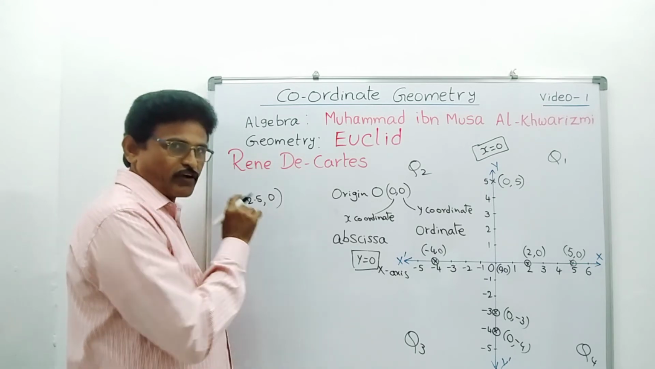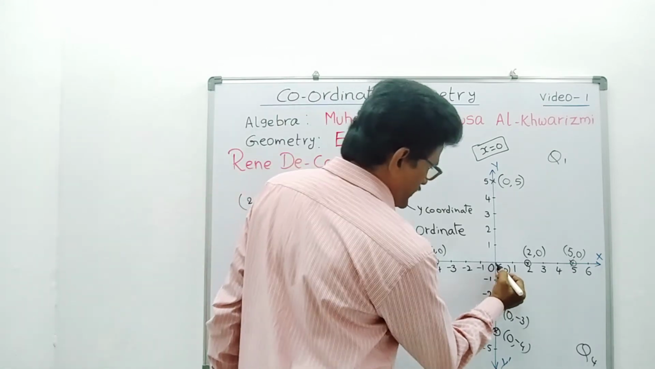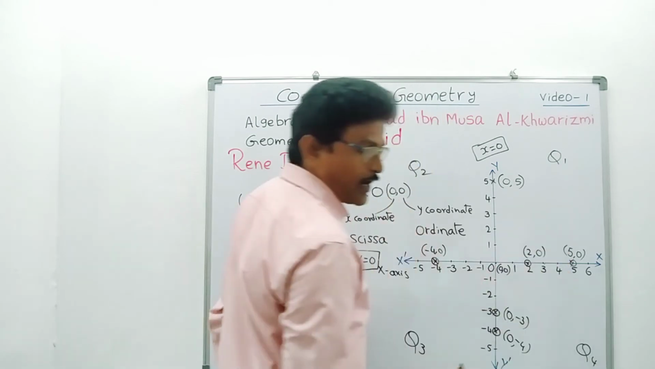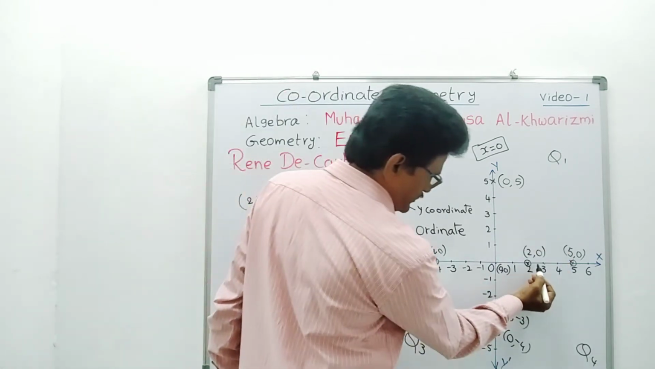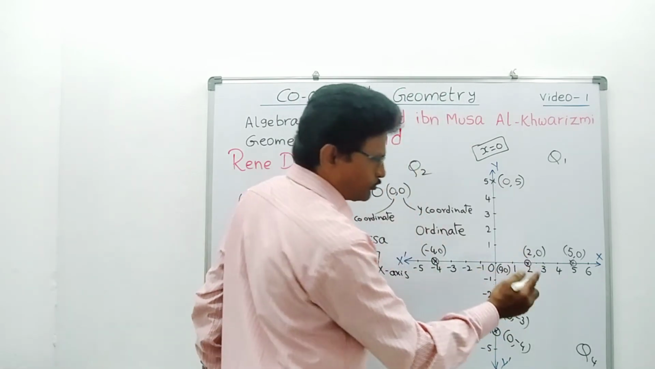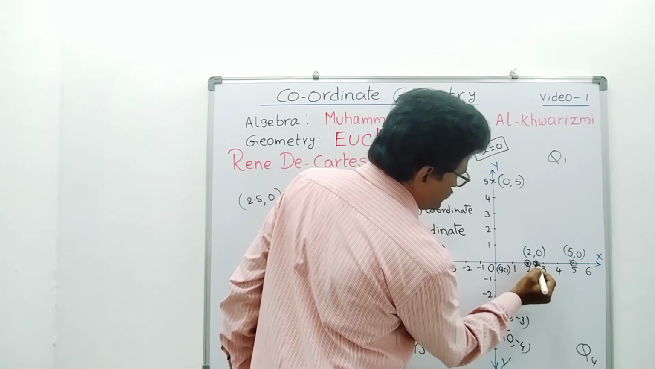First we have to locate 2.5. 0 is there. On the right side 1, 2, 3. In the middle of 2 and 3, 2.5 is there. Right? And y value 0 means you don't move up or down. There only is that point. Right?